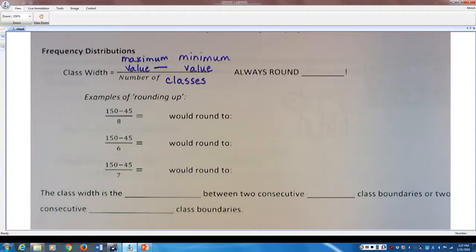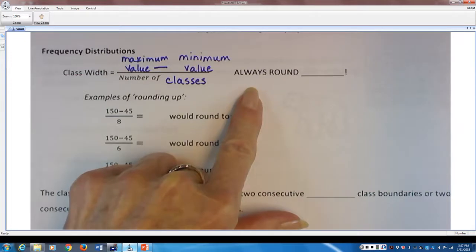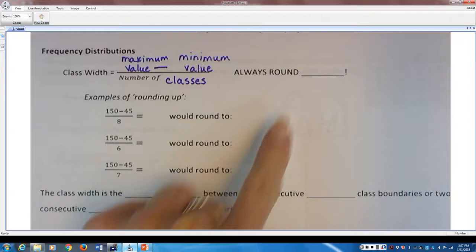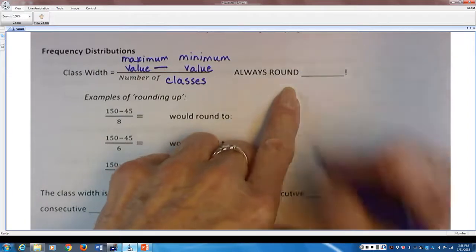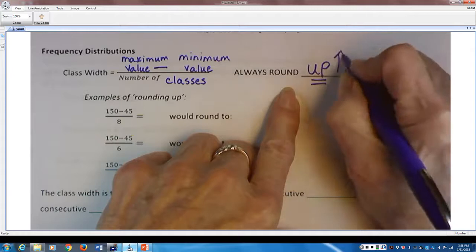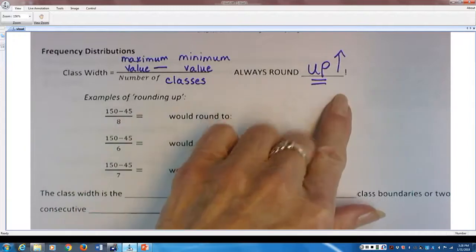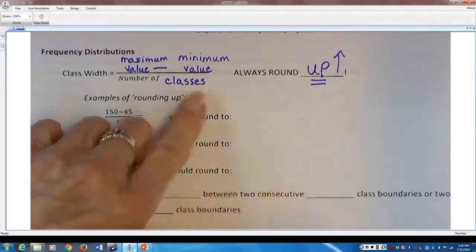That all works in most everything else, but there's a special rule for rounding class widths. And I'm going to demonstrate to you why we have that rule. So when we go through this, you're going to understand why you are always going to round a class width up. You always round it up. 13.1 rounds up to 14. 13.25 rounds up to 14. You round up to the same number of decimals as the data.